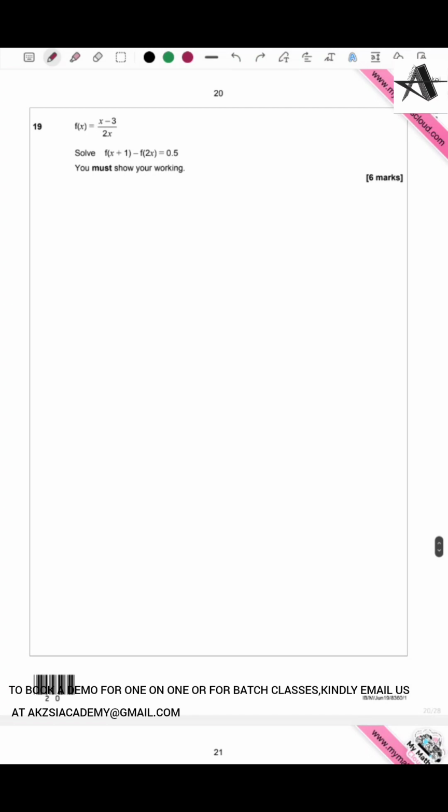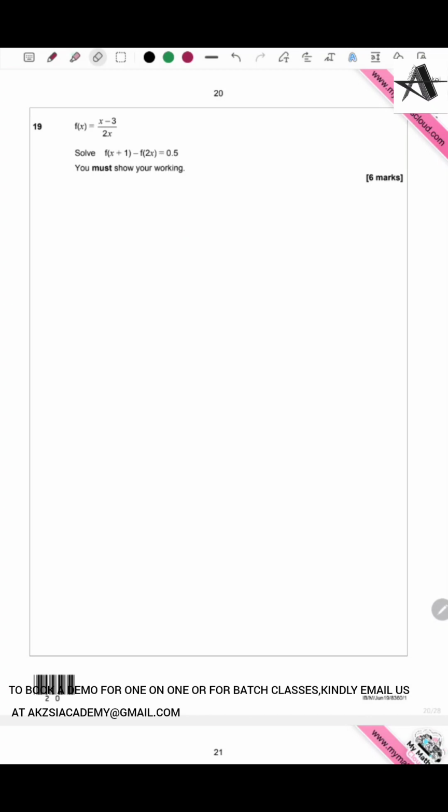f(x) is equal to (x minus 3) over 2x. Solve f(x plus 1) minus f(2x) is equal to 0.5. We know f(x plus 1) means I need to substitute the value of x. If suppose it's written as f(2), that means we have to put x equals 2. So if it's x plus 1, I need to replace x with x plus 1. That's all I have to do here.